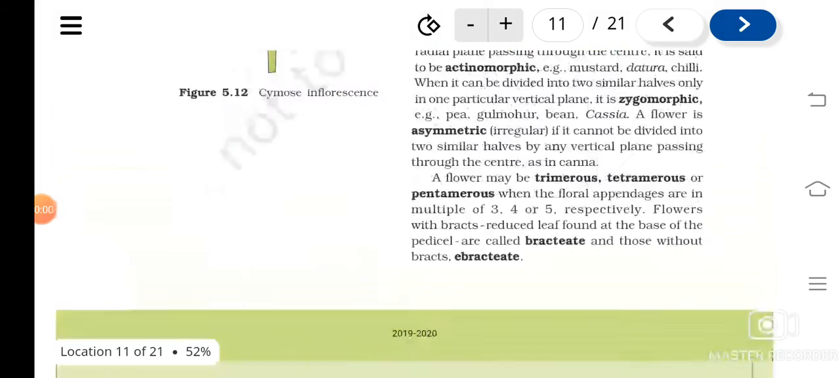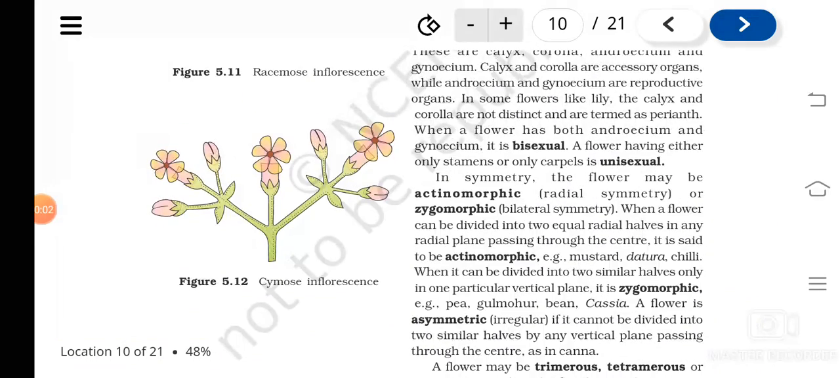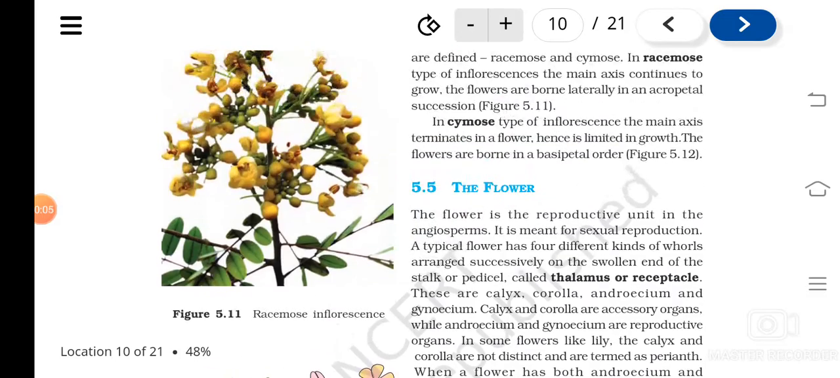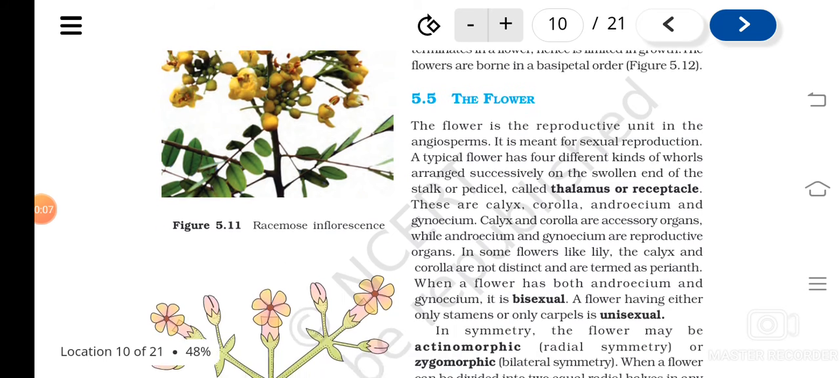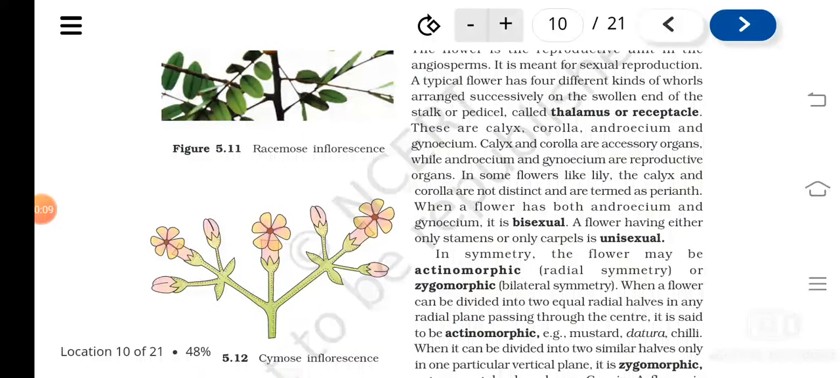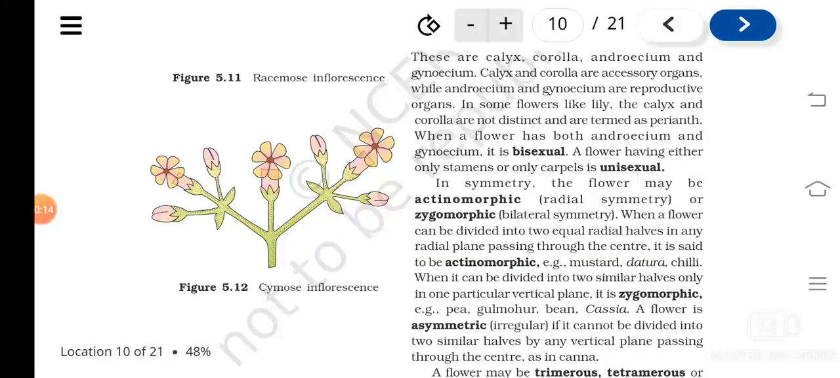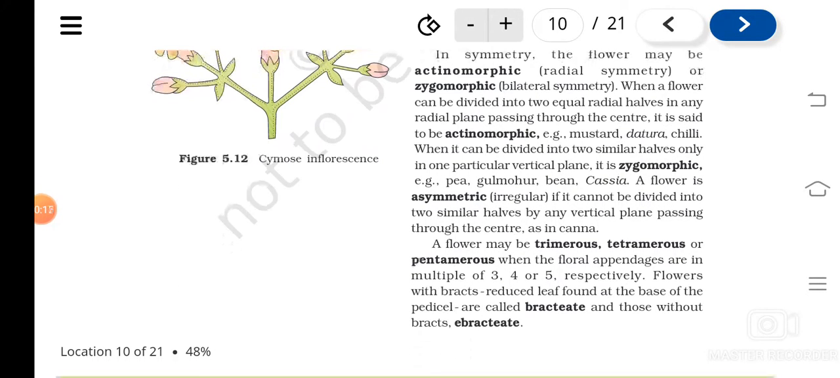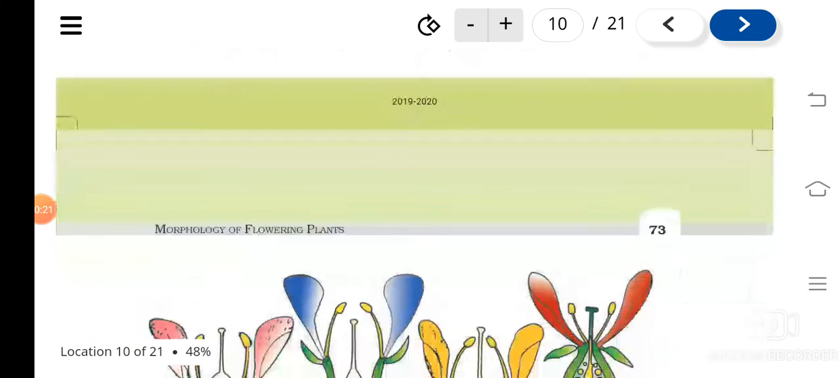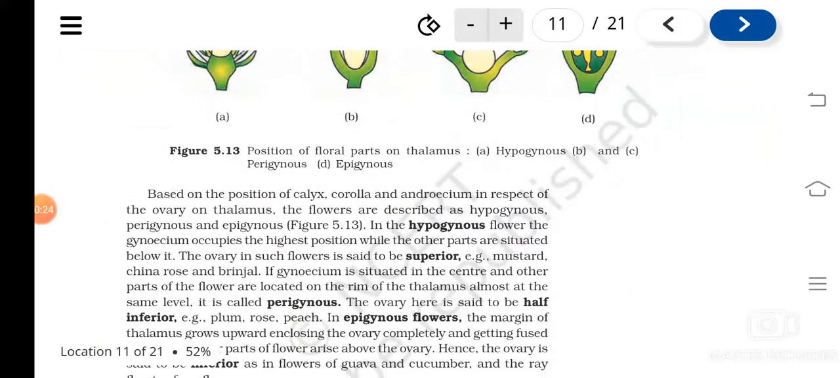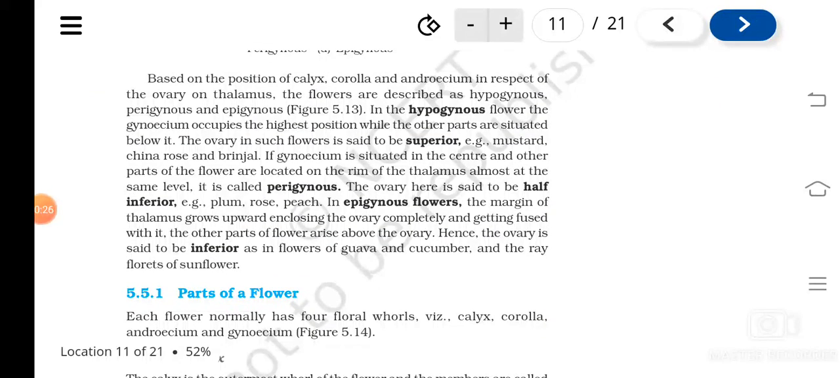Dear children, we were studying morphology of plants, and in that we are studying especially about the flower, isn't it? So the various parts of the flower we have seen, and I have also explained to you about the symmetry and about the trimerous, tetramerous and pentamerous flowers, bracteate flowers, ebracteate flowers, and hypogynous, perigynous and epigynous flowers. Now we are going to study about the parts of a flower.